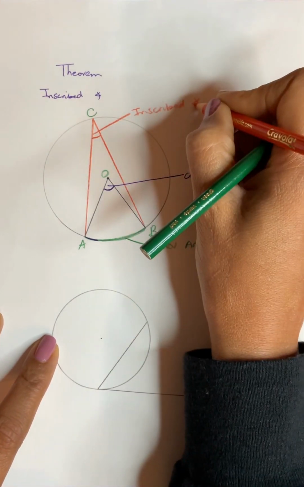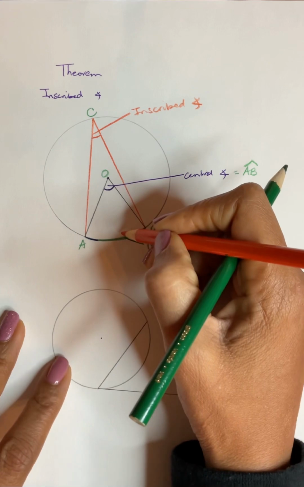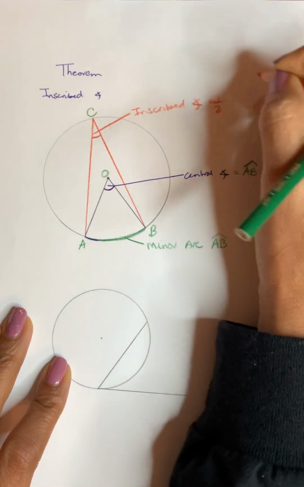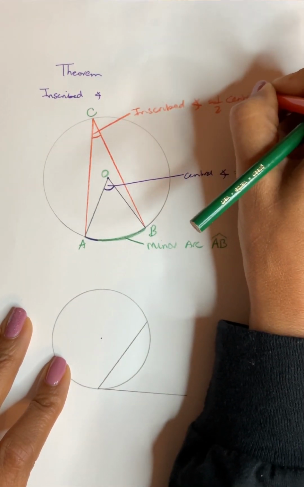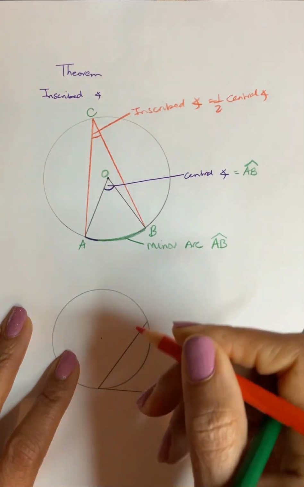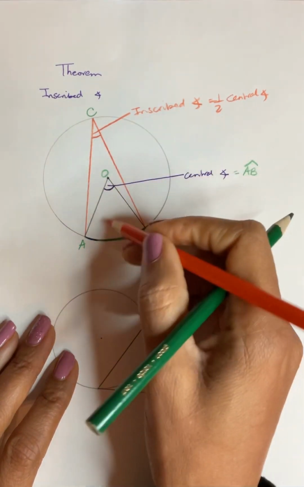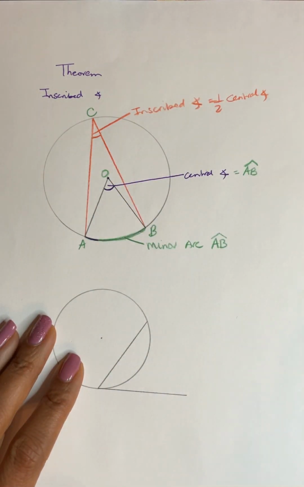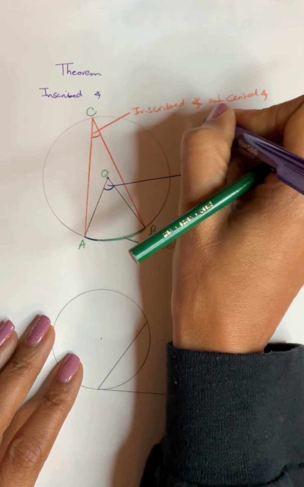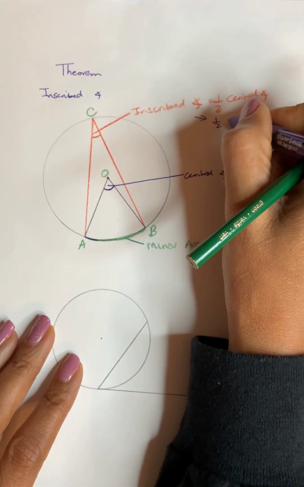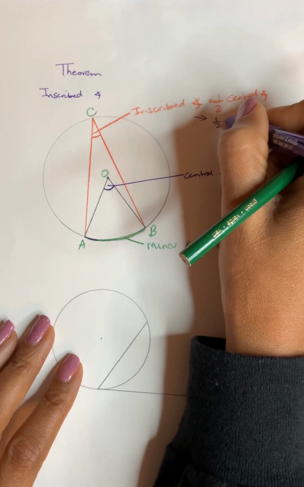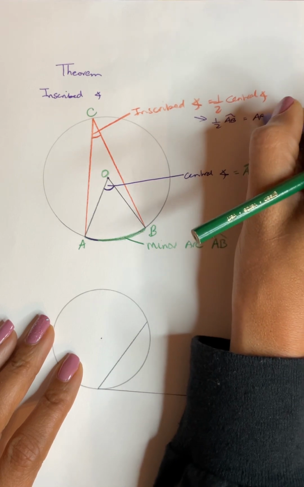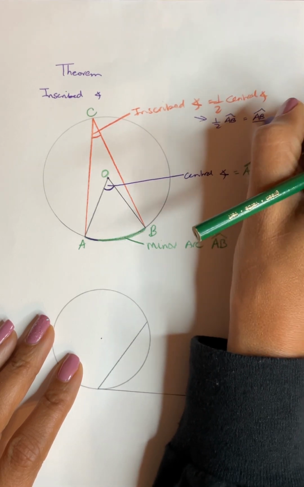Now the relationship between the inscribed angle and the central angle is that the inscribed angle is half of the central angle. All right, that you need to know. Also, the inscribed angle is going to be half of the intercepted arc. So another thing that you need to know: the inscribed angle is going to be arc AB divided by 2.